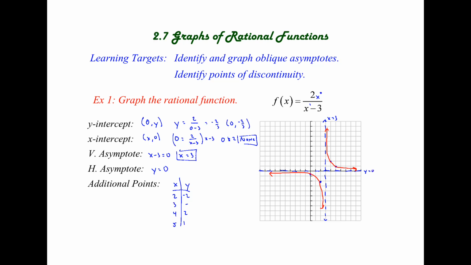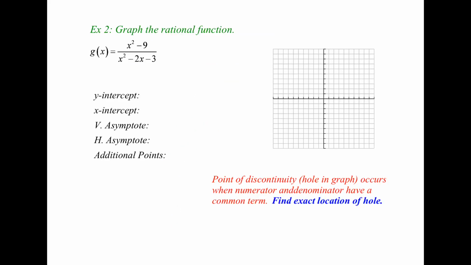So now let's build off of this and introduce some new concepts here. We're going to go ahead and graph the rational function g of x equals x squared minus 9 divided by x squared minus 2x minus 3. So really the first thing we need to do is make sure we don't have any common factors. So let's go ahead and factor. We got x minus 3 and x plus 3 divided by x minus 3 and x plus 1. And so what you'll notice is we do have a common factor here of x minus 3. So we're going to go ahead and cancel it.